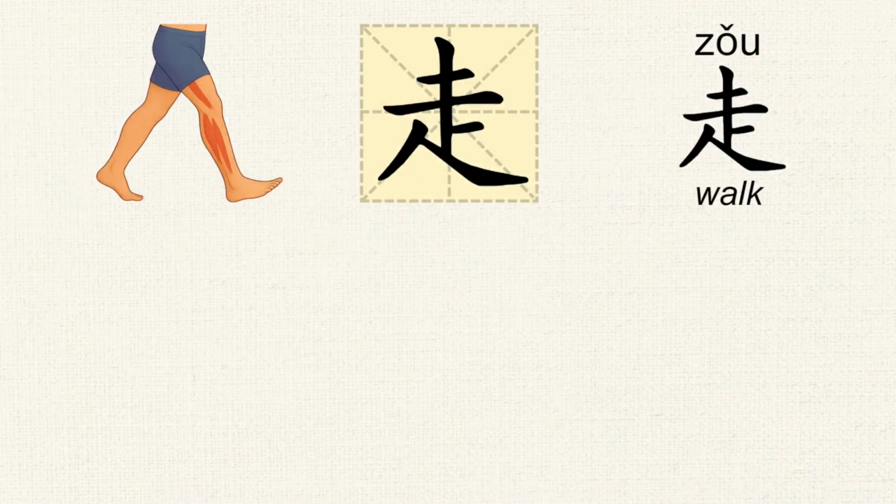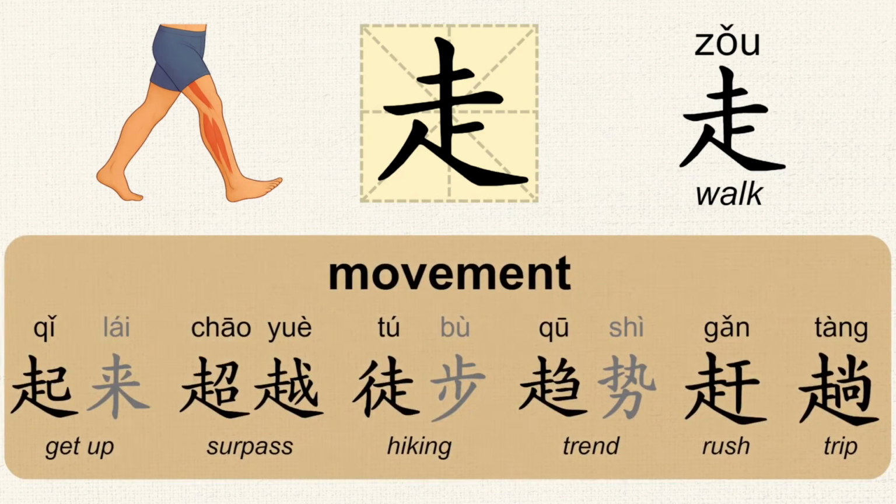While not strictly speaking a body part, the last two radicals also thematically fit because they both relate to walking, represented by the character 走. Sometimes they also refer to movement more generally. 起来 means to get up, but also to start doing something. 超越 is to surpass or exceed something. 徒步 means to be on foot, for example hiking or trekking. 趋势 is a trend or tendency, which is basically the way that things are moving.